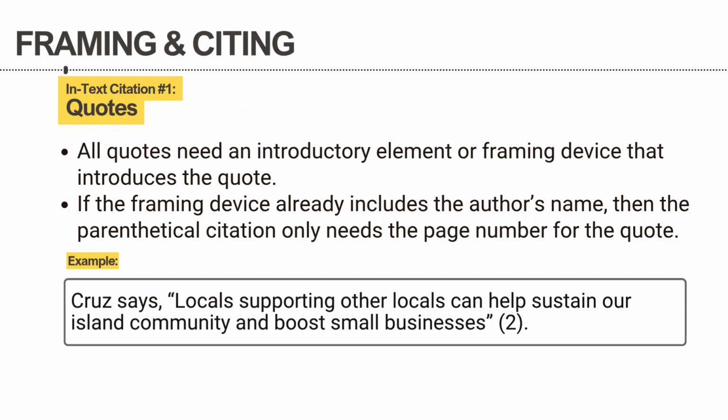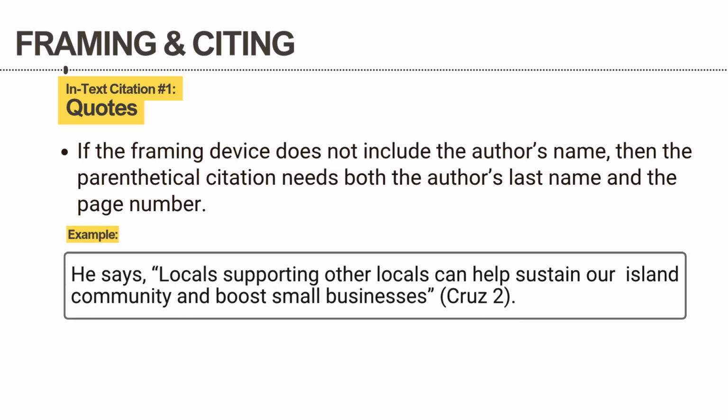So let's look a little bit more closely at framing and citing, specifically on quotes. Again, like I said, for all quotes, you need that picture frame. If your frame already has the author's name, you don't need the last name in the parenthetical. You just need the page number. So here I say Cruz says, locals supporting other locals can help sustain our island community and boost small businesses. And so I just have the page number because I already said Cruz. And if I don't have the name of the author in that sentence, I will put it in the parenthetical.